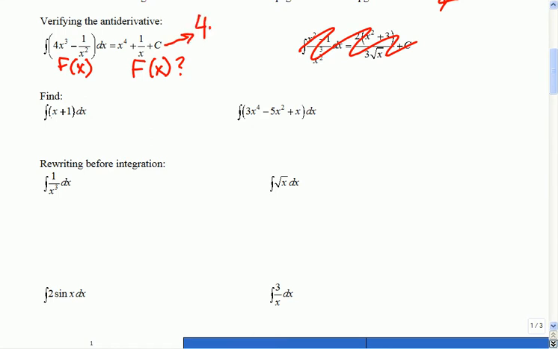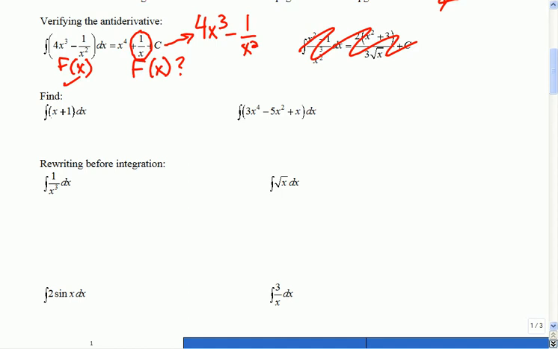That would be 4x cubed, and then this piece here would have a derivative of minus 1 over x squared, and then the constant would be gone. So yes, it does match back up with the function I started with, therefore it is the antiderivative. So we can check our work in all these ones because we have to be able to go backwards and forwards now.